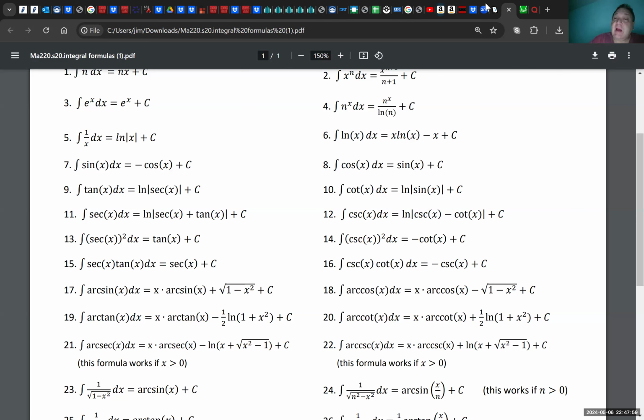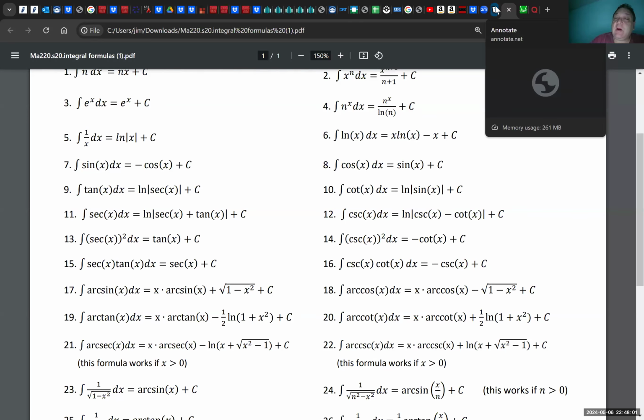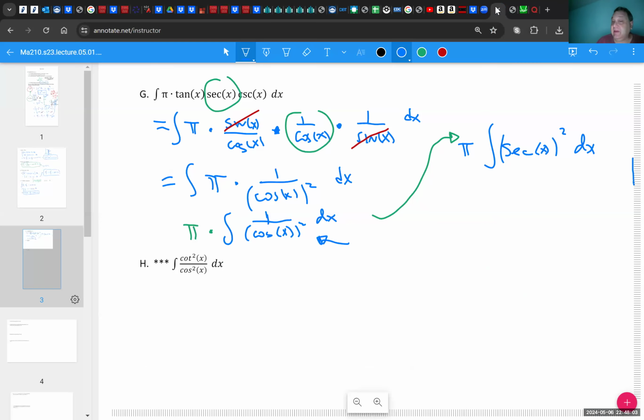All right, so now we have simplified it to the point where it's recognizable. And this again is the challenge on every one of these integral problems: try to get it to the point where it's recognizable. The pi just hangs out. The antiderivative of secant squared is tangent. And then, of course, we get our constant added on from the antiderivative. So that's the antiderivative answer for part G.